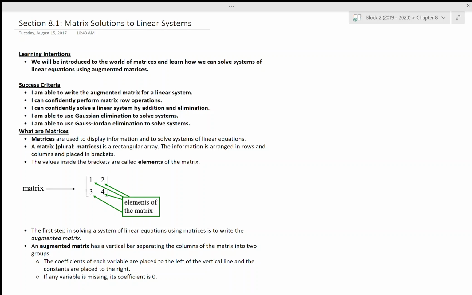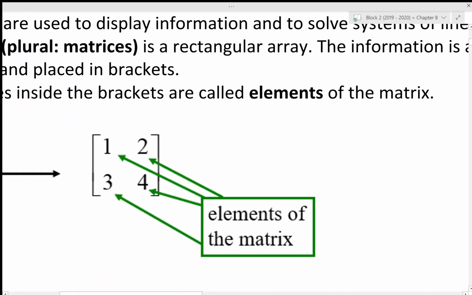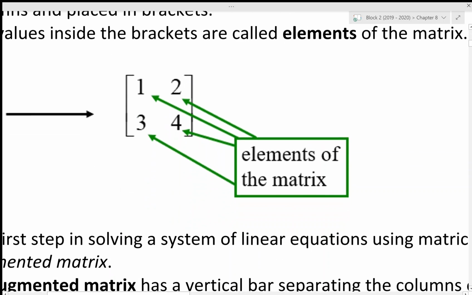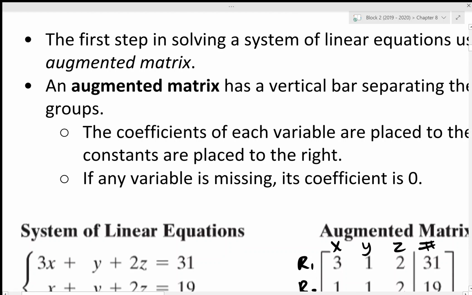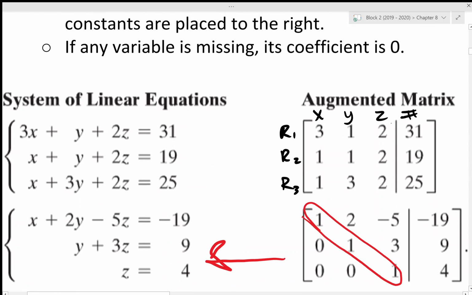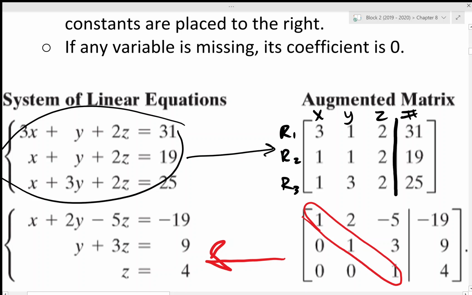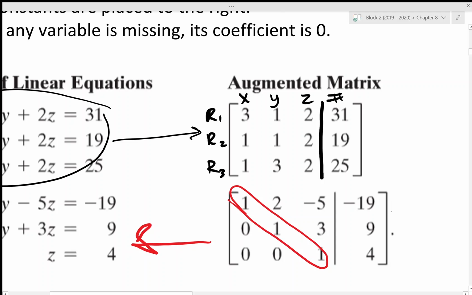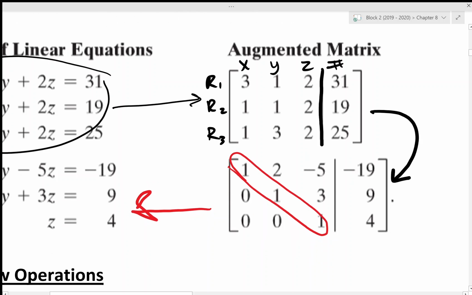So just a little refresher from last class. Remember a matrix, we're just dealing with the numbers, right? We have the brackets on each side, and then an augmented matrix is where we write it where the line is right down the middle, where the equal signs would be. So our goal is to take this system, write it as an augmented matrix, and then manipulate that matrix with our different operations in order to get our augmented matrix in row echelon form.